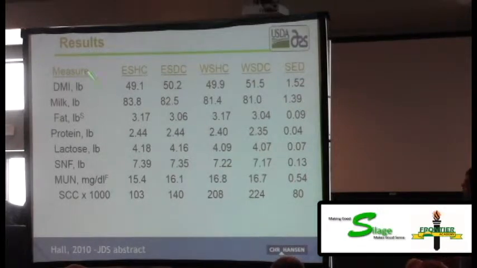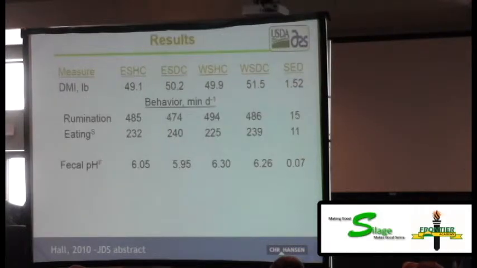Milk was slightly higher for the corn stalk diets than for the wheat straw, but they basically ran around 81, 82 pounds of milk. I don't think statistically there was a difference. If that was in a real herd, you wouldn't be able to tell the difference. Fat was a little bit different, varied by the corn source rather than by the fiber source. But basically, the point on this slide is they ate 50 pounds of feed, and they made 82 pounds of milk, and it didn't make a hell of a lot of difference what we used for a fiber source.